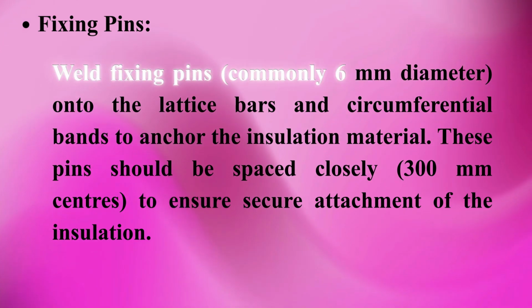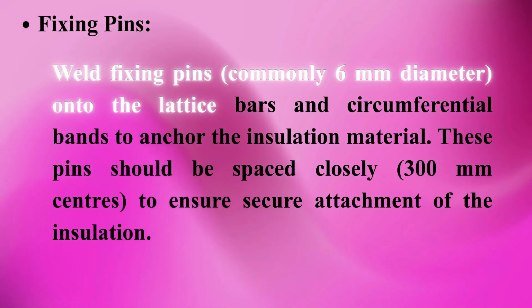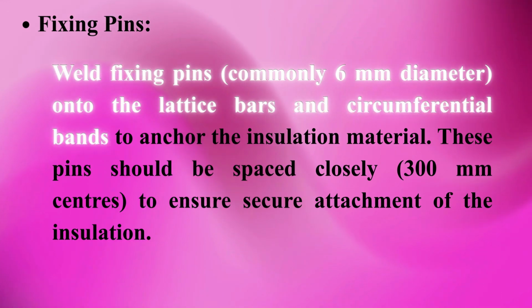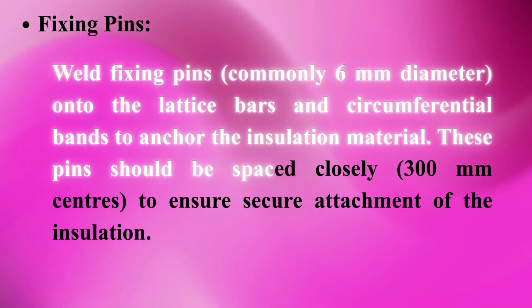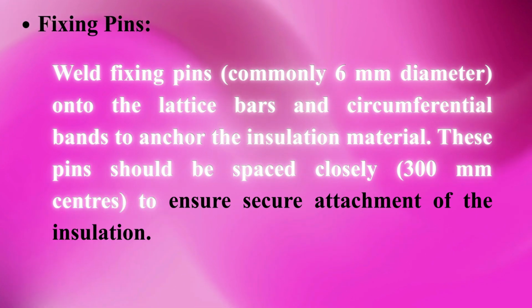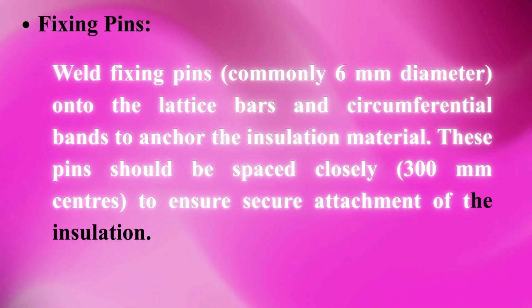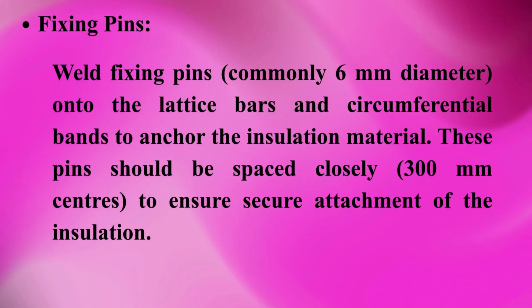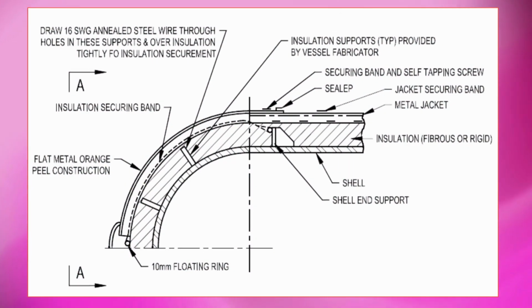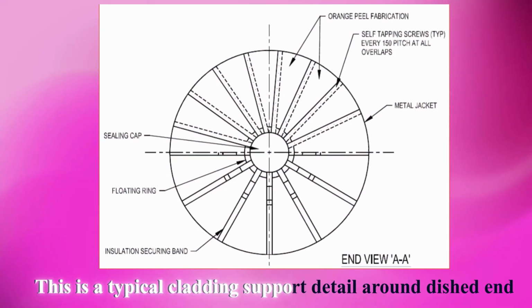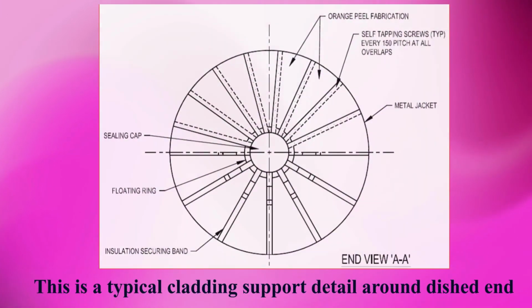Fixing pins. Weld fixing pins, commonly 6 mm diameter, onto the lattice bars and circumferential bands to anchor the insulation material. These pins should be spaced closely, 300 mm centers, to ensure secure attachment of the insulation. This is a typical cladding support detail around dished end.